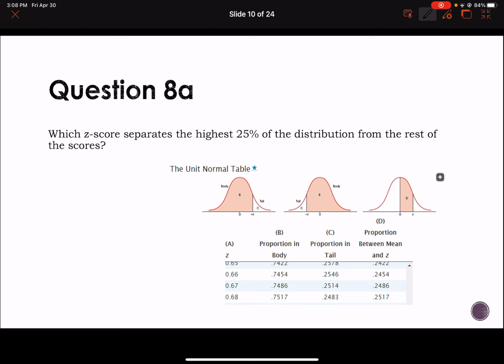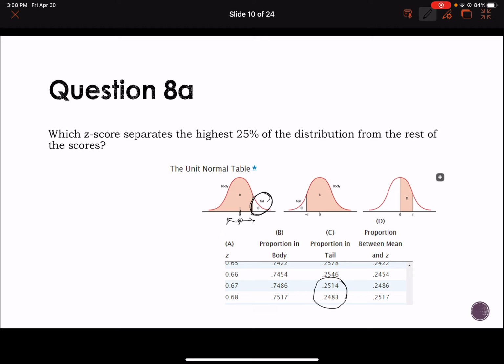Okay, so what z-score represents the highest 25% of our distribution? So when we're talking about the highest 25%, we're going to be looking at the column C here, because that's the greater than part of our column. And since we're looking at 25%, that's definitely smaller. Remember, your 50% mark is here, 50% above, 50% below. So if we're looking for 25% above, it's going to be that middle column C. So we're going to look for as close to 25 as we can, and that would be one of these guys right here.